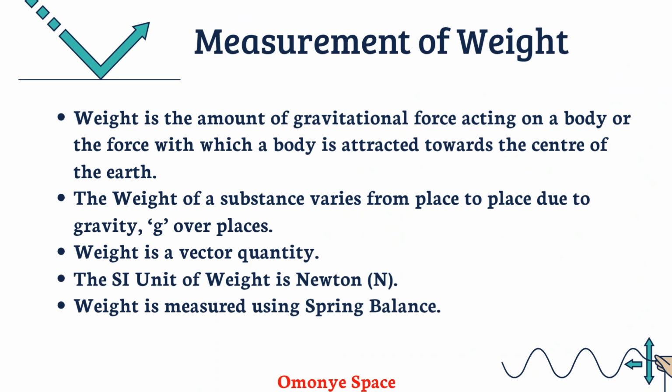So weight is a vector quantity, whereas mass is a scalar quantity. I have a lesson on scalars and vectors. Do well to go back to that lesson in order to understand what scalars and vectors are, the clear differences between them, and also examples.